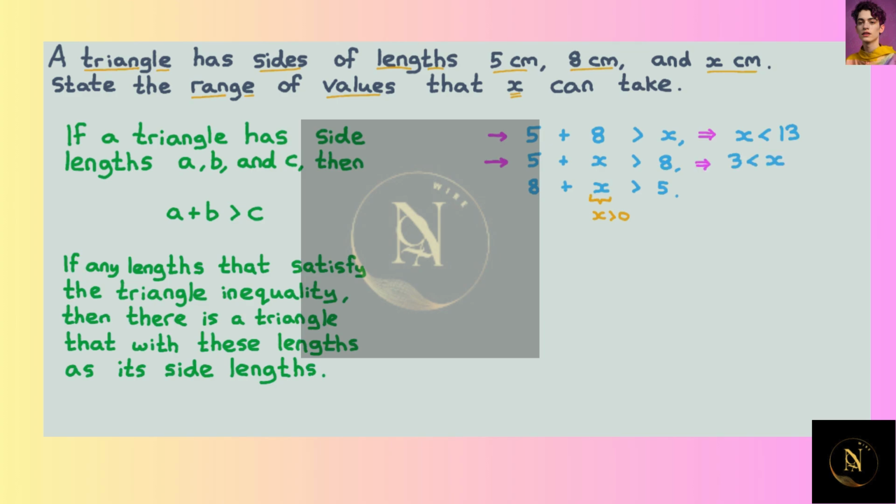In the second inequality, we can subtract 5 from both sides of the inequality to obtain that x is greater than 3. We can rewrite this as 3 is less than x. We can then combine these two inequalities into the single compound inequality 3 is less than x is less than 13. We have shown that if x is in this range, then the three values satisfy the triangle inequality. So a triangle with these side lengths exists, and x must be in this range for such a triangle to exist.